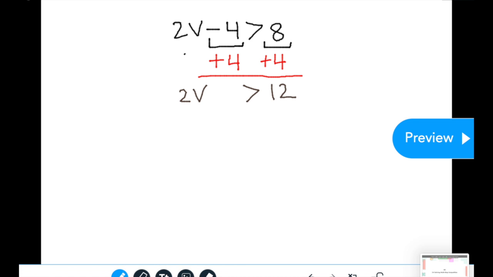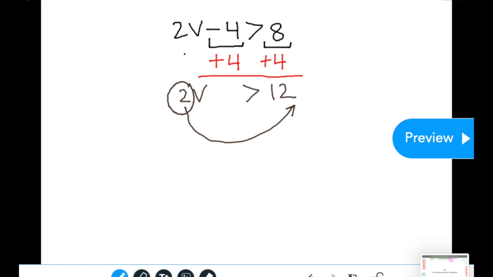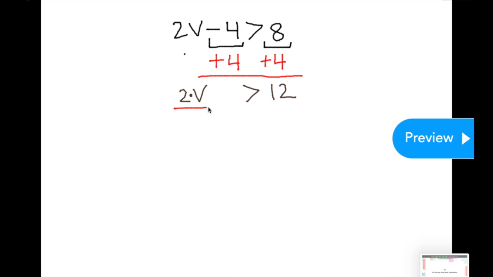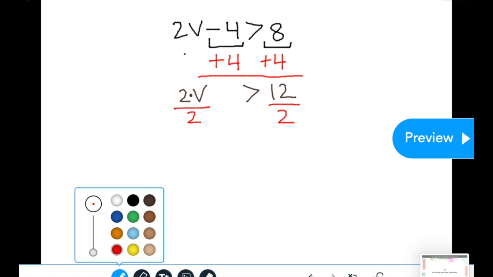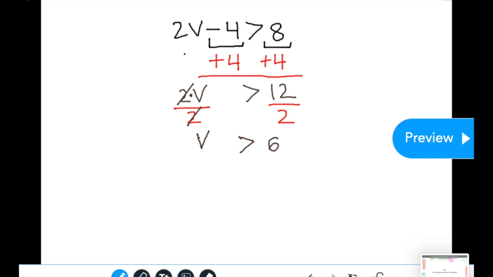Now the last step is to solve for v. Over here, I want to isolate v by moving the 2 to the other side of my inequality. The way I'm going to do that is by doing the opposite operation. I know that 2 is multiplying with v, so I want to do the opposite operation, which is dividing by 2 on both sides. When I divide by 2 on both sides, the 2's cancel out, and we get v is greater than 6 as my answer.